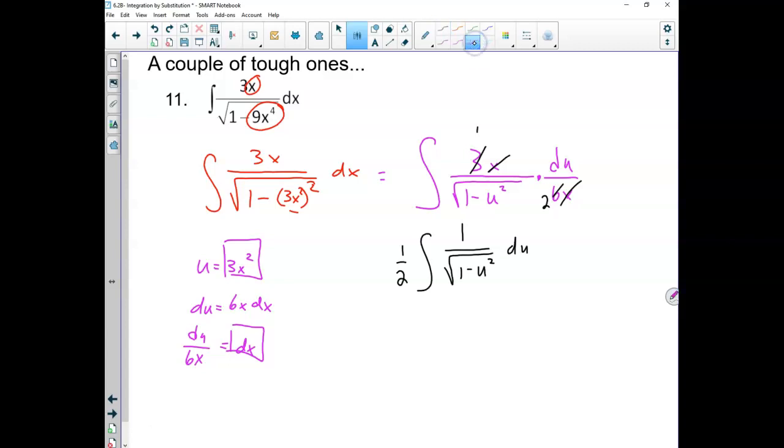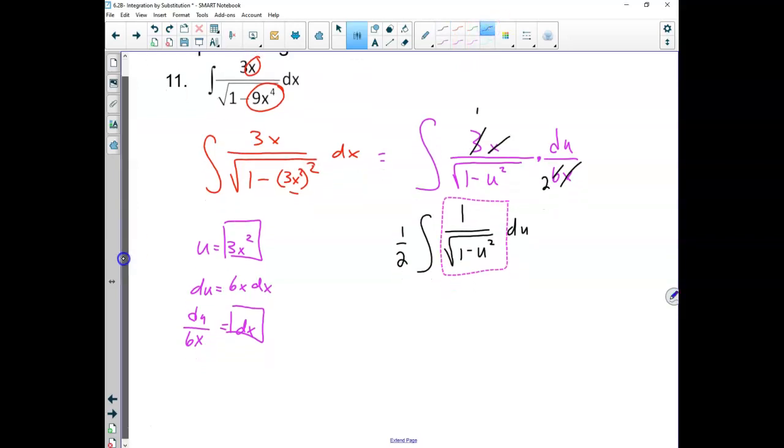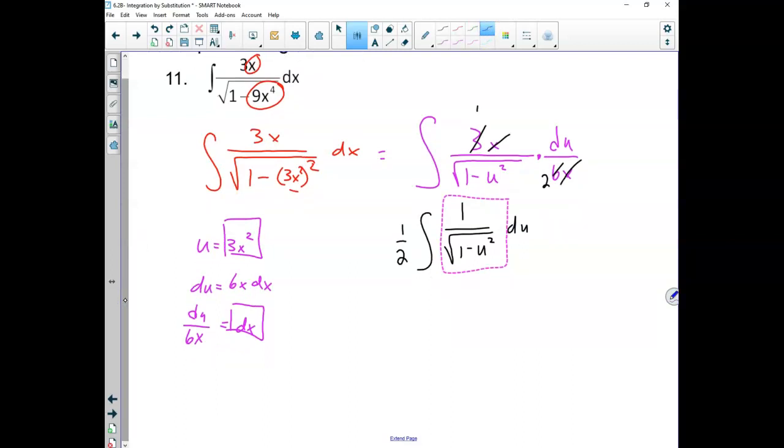And when you look on your sheet, that is a template for an inverse sine, isn't it? And it's an inverse sine because it's not negative on the top. So this antiderivative is 1/2 times the inverse sine of u plus c. Remember, I got to put my u back in there because I need it in terms of x. So this is 1/2 times the inverse sine of 3x squared plus c.